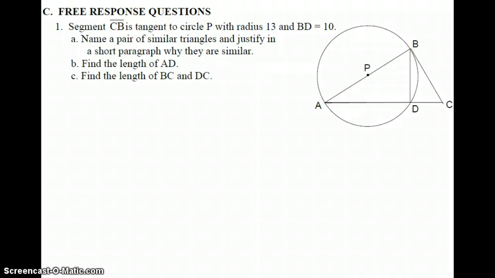Alright, segment CB is tangent. Alright, I'm into part C now. I was going to stop making a new video, but I'm only 5 minutes into this one. Here we go. Segment CB is tangent to the circle, so that's one way to mark tangent.